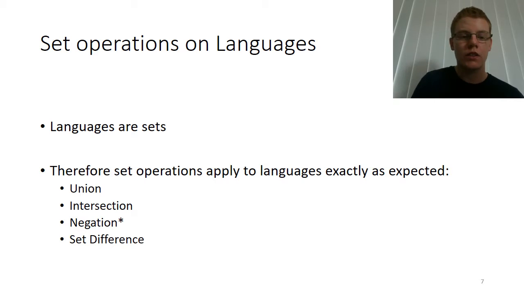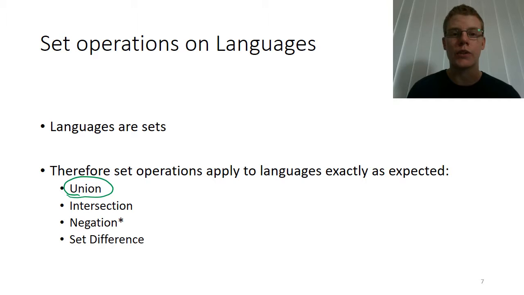So the union operation, we know that when you're talking about 2 sets, the union of those 2 sets is simply all of the elements that are in either one or the other set. It's exactly the same with languages. The union of 2 languages is just a language consisting of all of the strings that are in either the first language or the second language. The same for intersection. That is the set of all elements that are in both one set and another set. It's the same for languages. The intersection of 2 languages is the set of all strings that occur in both of the languages.